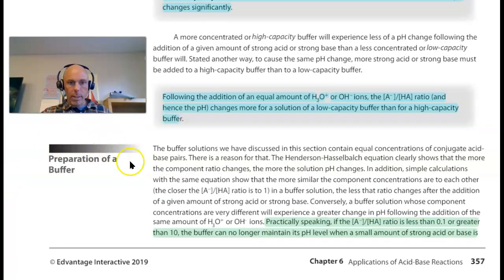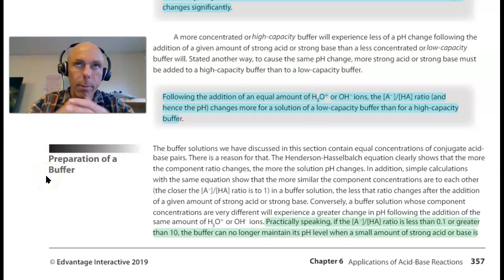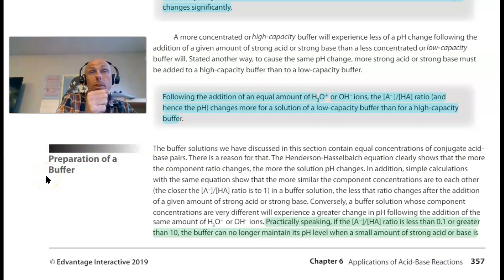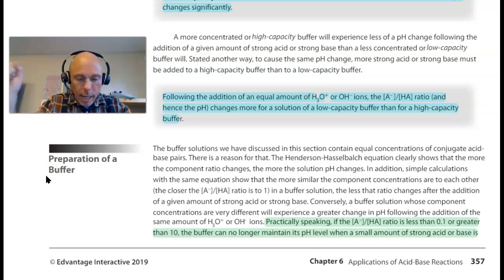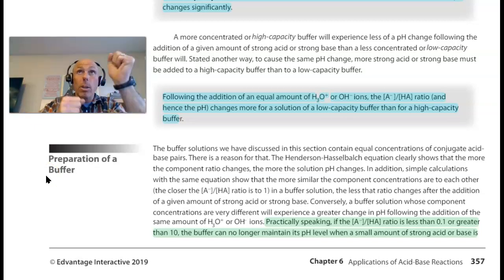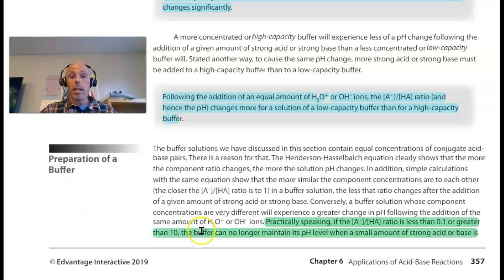All right, we're now in this last section titled Preparation of a Buffer. You're doing great. Hang in there. You've heard a couple of times that for a buffer to work, it has to have weak acid and conjugate base in high concentration and in relatively similar concentration. Well, relatively similar is no more than 10 times more acid than base, or no more than 10 times more base than acid. The ratio of base to acid can't be less than 0.1 or greater than 10.